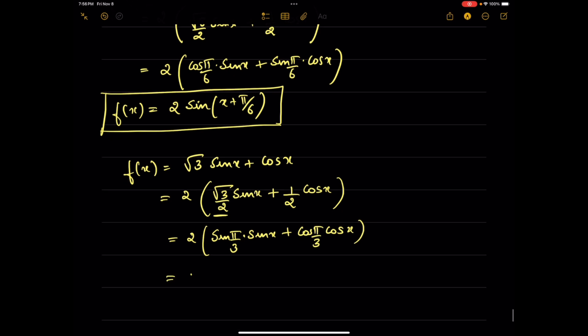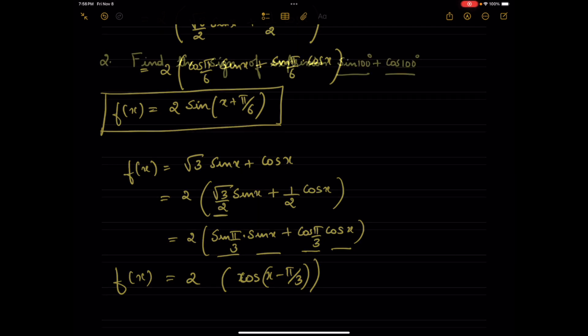So this will be 2 times, how can we express this? This will be cos of x minus pi by 3, correct? Because cos of a minus b is cosA cosB plus sinA sinB. So this is f of x only in the cosine format. So this is how we can solve the first question.